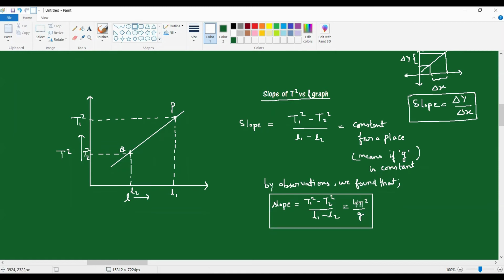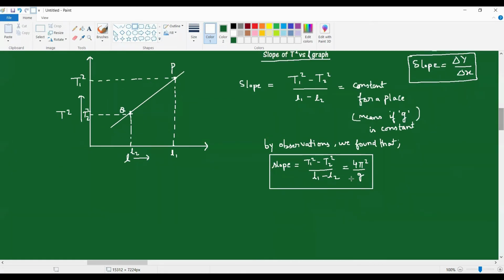Clear? So if you have to calculate the value of g, what we'll do is the new value of g will be equal to 4 pi square divided by the slope of the T square versus L graph. Simple. This is the new definition of acceleration due to gravity for you. Remember this. Clear?